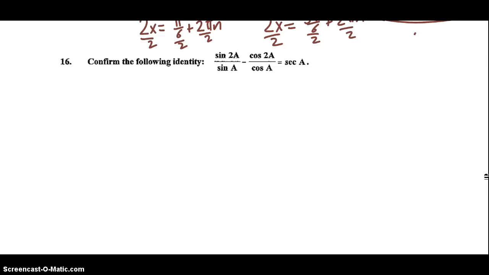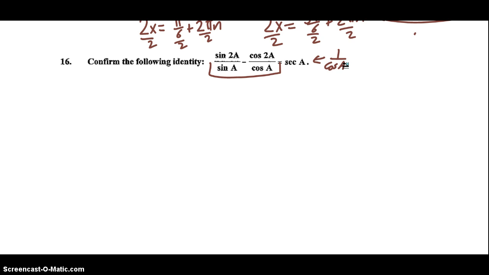Number 16. Confirm the following identities. I know there are still going to be a couple of identity questions on this part, so don't get too scared. Remember, identities, you're not actually solving anything. You're trying to get one side equal to the other side. So pick a side to start with. I think most of you would agree with me. Start with the left side. It's the more complicated side. I need to get it to secant A. And again, think about where you're headed. Secant A is 1 over cosine A, right?